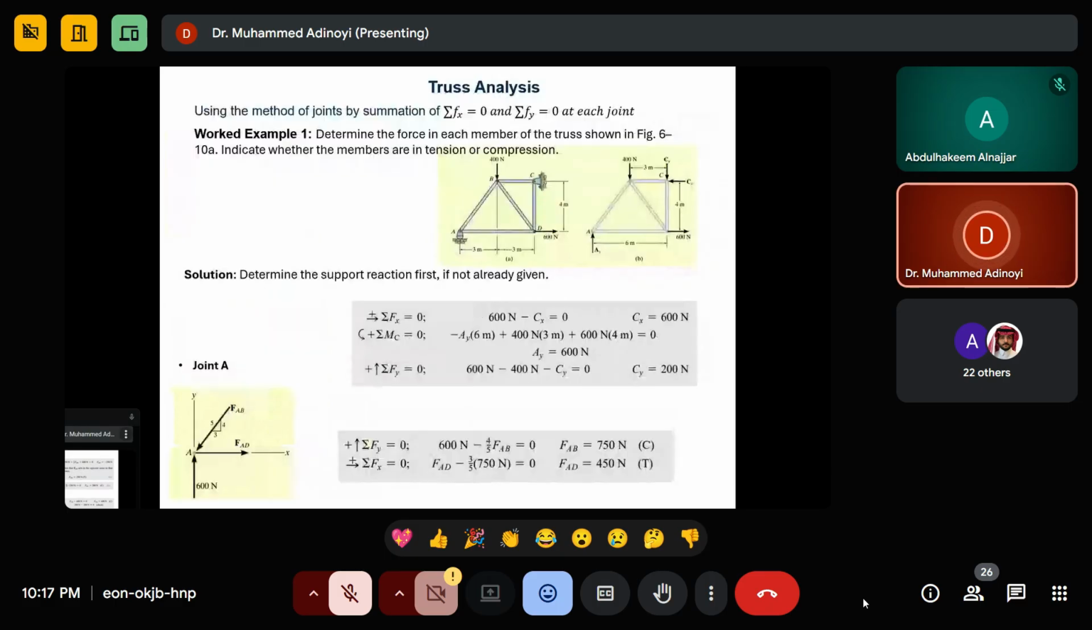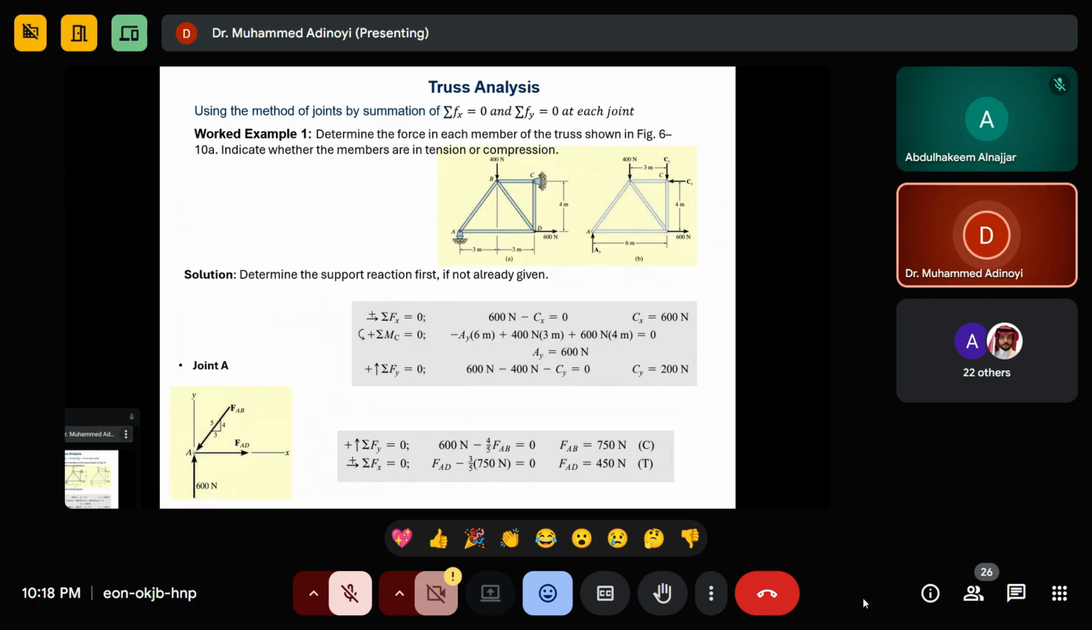So now I move to what? I move to D, because by solving this, I already know this. I know this. I can also decide to move to B, because by solving this, I know this. But here I have two unknowns, right? Here I know this already. This guy also. So I can either move here or move here.